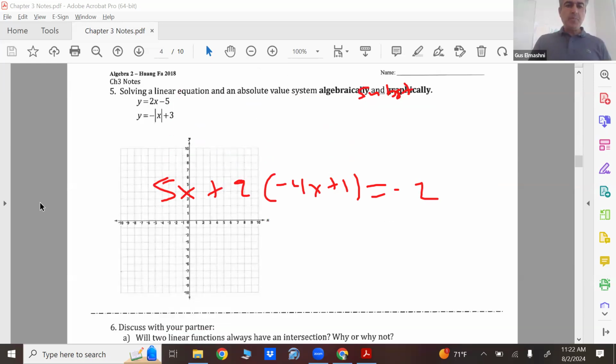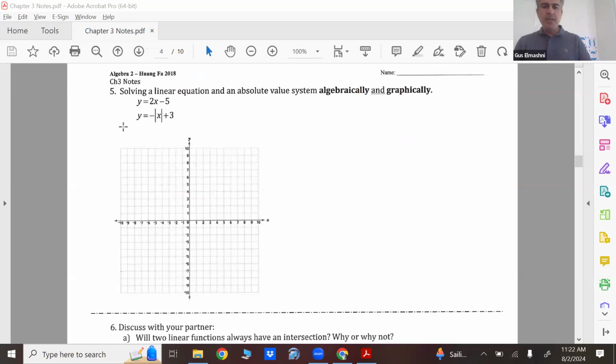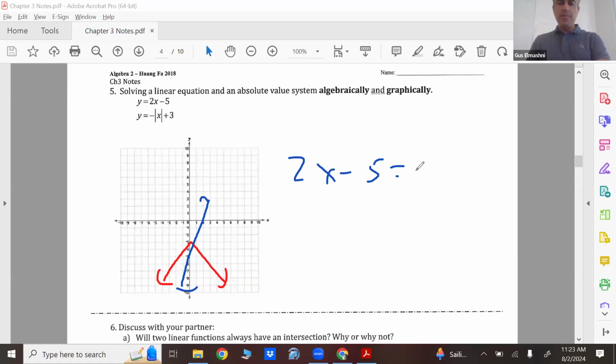Here, you can graph the absolute value and then graph the line to see where they touch. We could do that in Desmos, but I'll just do a quick sketch. I think it's going to look like this, and 2x minus 5 is going to look like this. So I think they touch once, but it could also do this as well. And move things around, and then switch the sign here to that.